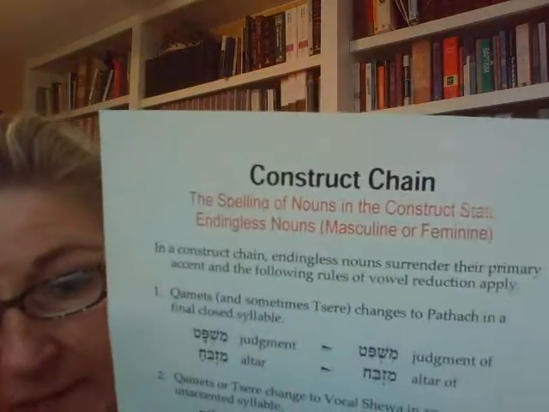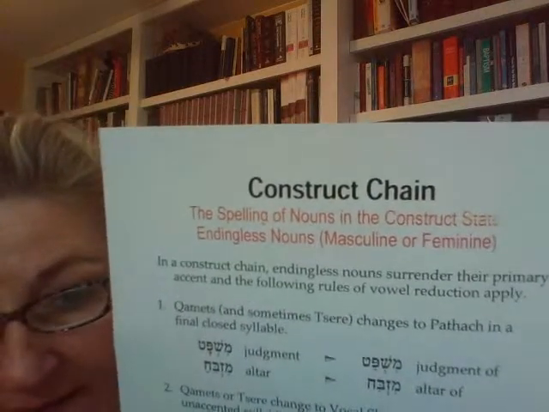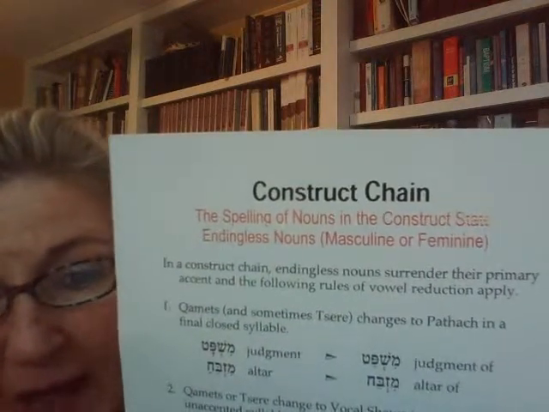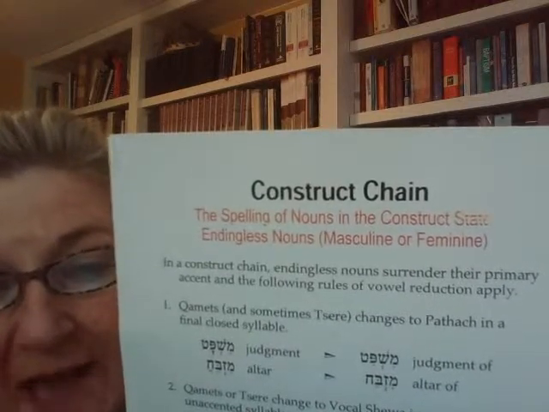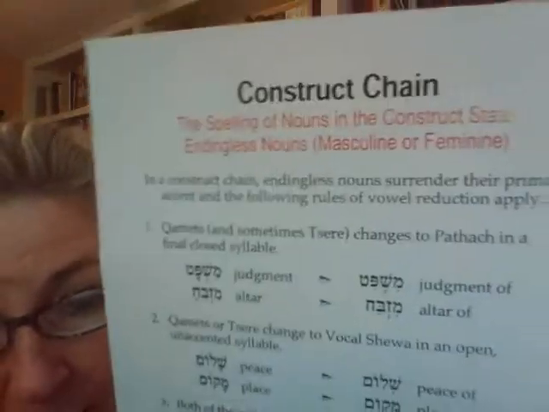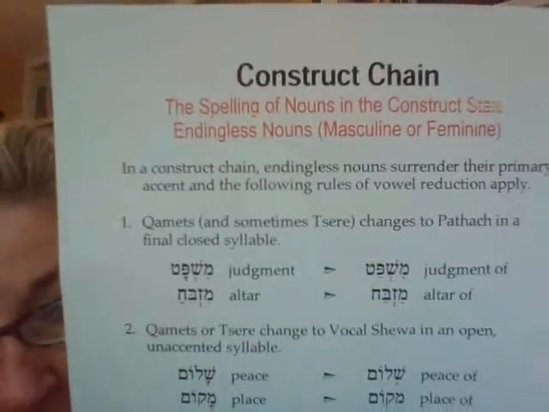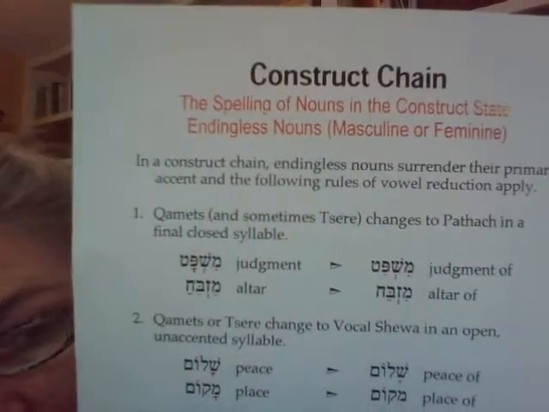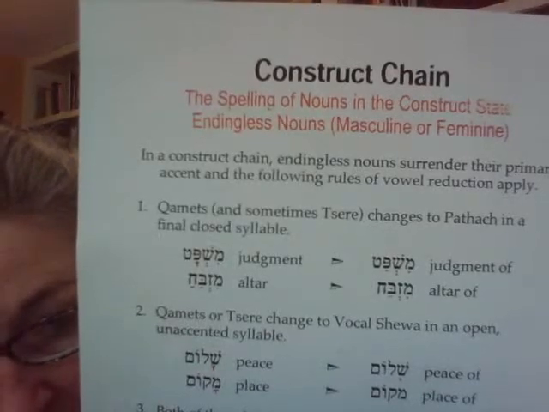In the construct chain, if you have an endingless noun, it's going to surrender its primary accent, and then the following rules of vowel reduction are going to apply. Now, these are the spellings of nouns in the construct state. They are endingless nouns, both masculine and feminine. The qamets, and sometimes the tsere, changes to a patach in a closed or final closed syllable. There you see mishpat. The qamets changes to the hireq in "judgment of."